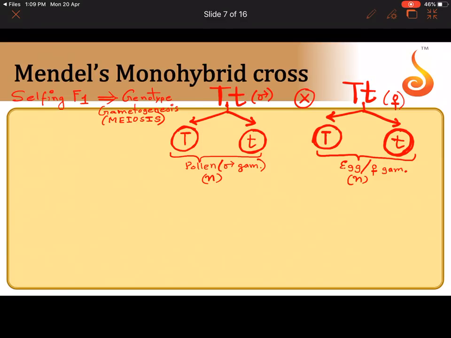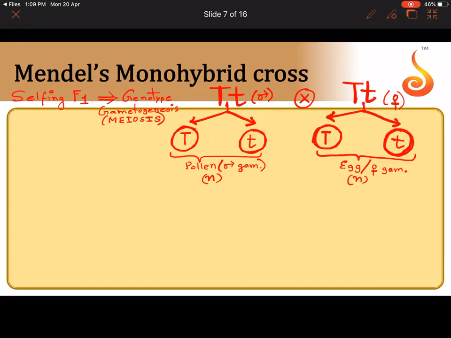If you remember the law of segregation, the gametes are said to be pure, because they either have capital T or they have small t. They don't have both. They don't have a mixture. They have either of them. Okay, now we are going to draw the next generation.